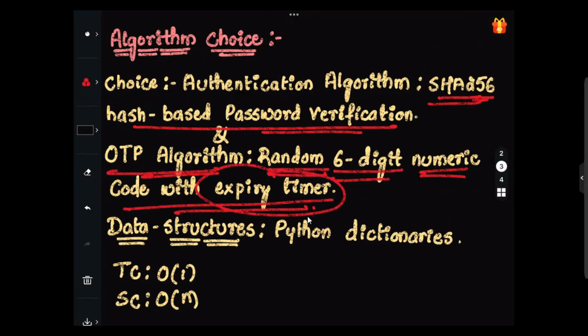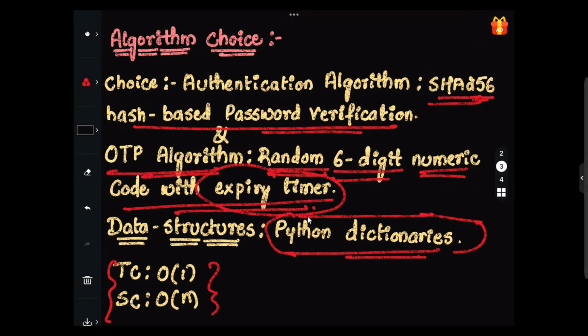The data structures we'll make use of here are Python dictionaries. The time complexity would be O(1) per operation. The operations are register, verify, and OTP validation; these are the three operations. The space complexity would be O(n) for n users. So it is O(1) per operation. Don't get confused here.